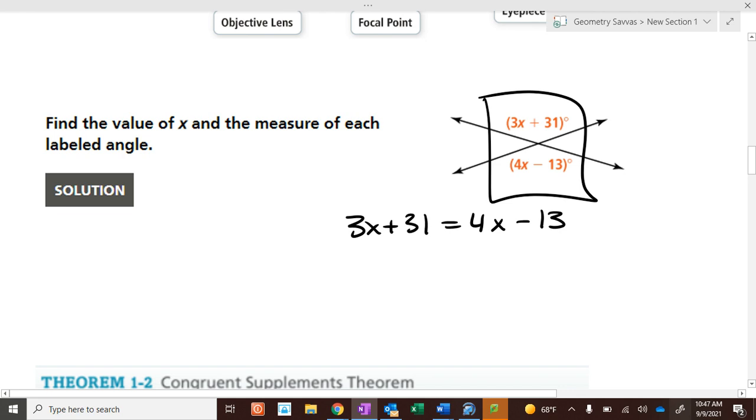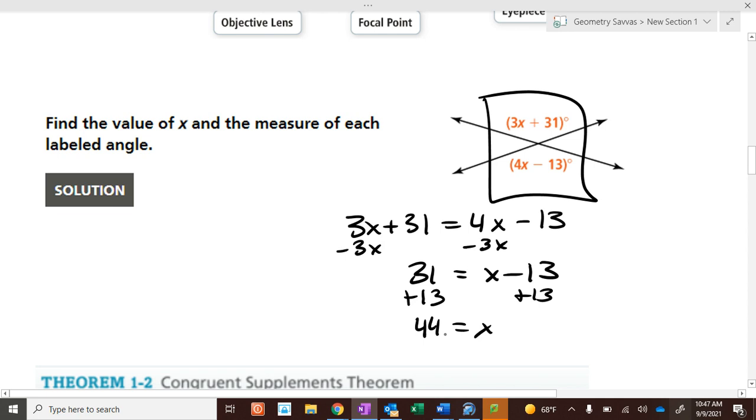Okay. Now, how do we solve that equation? What's my first step of solving that, Chase? You subtract 31, or What do we move first in general? Numbers or variables? Variables. So which variable should I move? The 3x. We move the smaller variable in general. So subtract 3x from each side. So 31 equals x minus 13. Then what do I move, Micah? You add 13 to both sides. So you get 44 equals x.